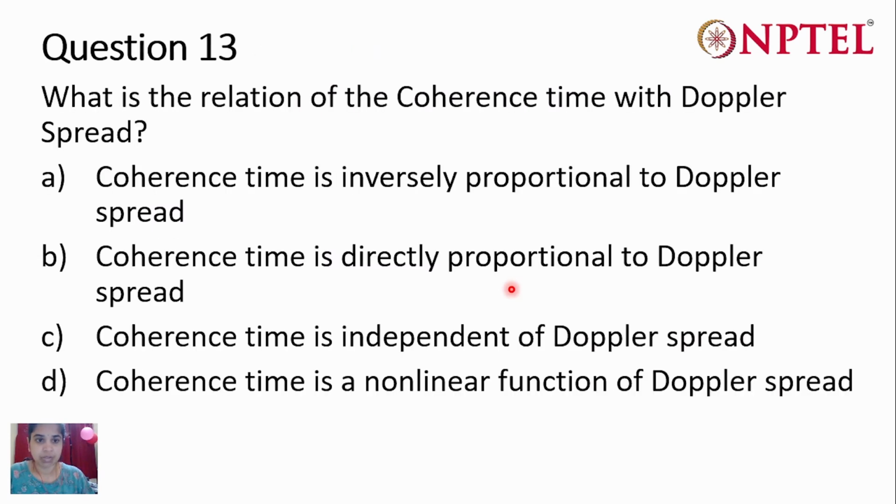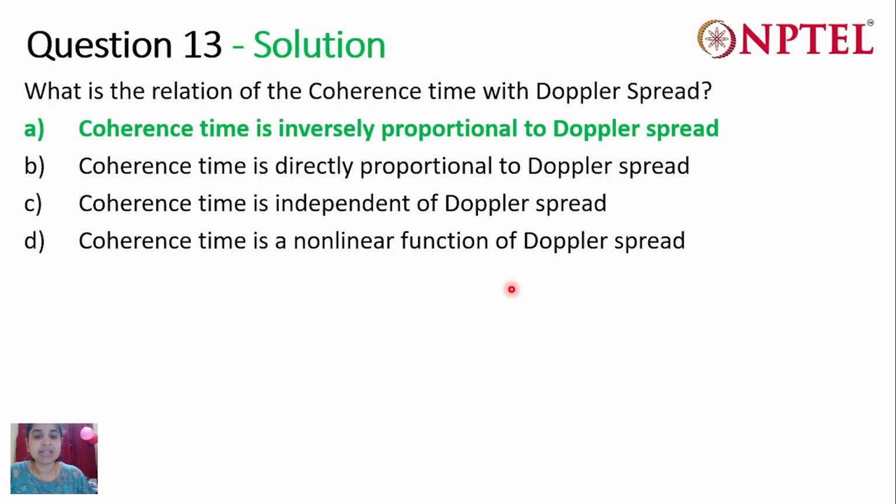What is the relation between coherence time and Doppler spread? How do we relate both? Inversely proportional. Yes. So the coherence time is always inversely proportional to the Doppler spread.